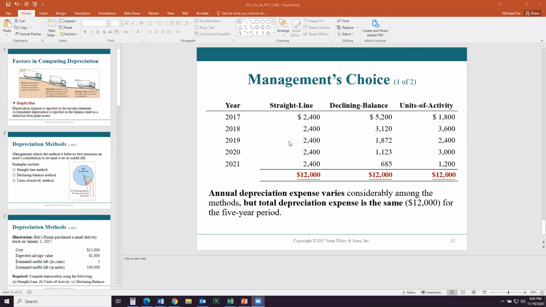Okay, so let me start with my little presentation here, and we'll go from there. Screen sharing.